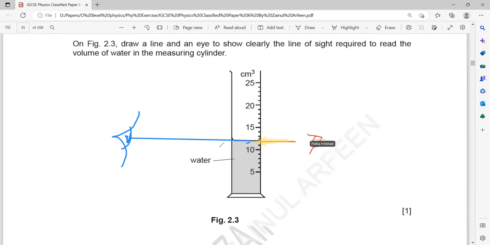A measuring cylinder doesn't have the scale all around it, only at a specific position there is a marking. So if the markings are on the right hand side, you should draw the eye on the right hand side. If markings are on the left hand side, draw the eye on the left hand side. In the previous question, why did we draw the eye on the left? Because the markings were on the left. In this question, the markings are on the right. That's why we are drawing on the right hand side.